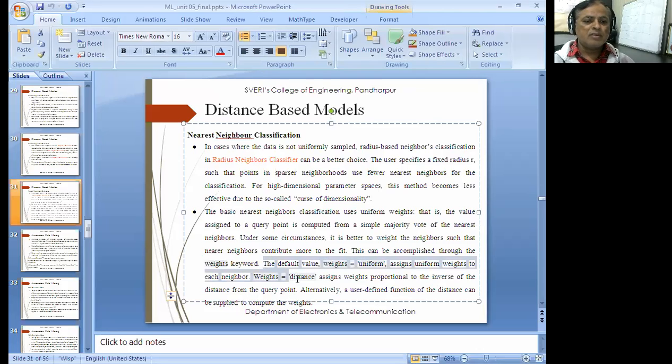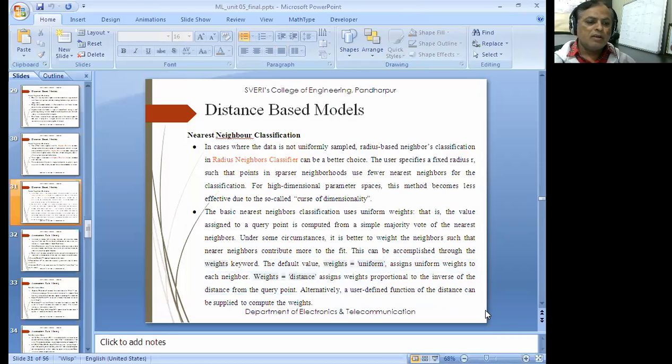So this is where the most important concept comes into the picture. When you put weights equal to uniform, it is going to assign uniform weights to each of the neighbors. Whereas when you put weights equal to distance, then it assigns weights proportional to the inverse of the distance from the query point. Alternately, a user defined function of the distance can be supplied to compute the weights.